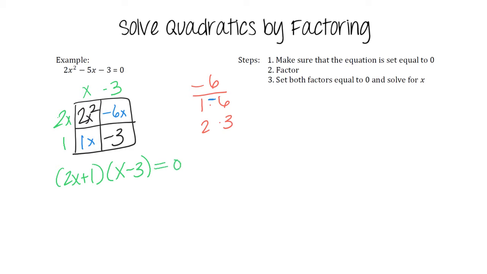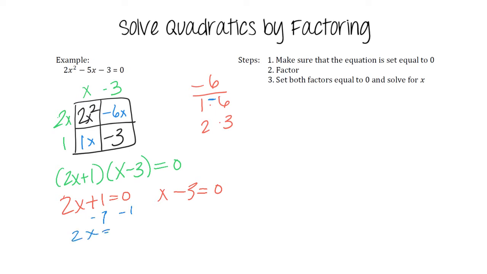Then the third step says, set each factor equal to 0 and solve for x. The reason for that is that to multiply two numbers together and get 0, one of them has to be 0. And in order to figure out what x value will make that set of parentheses 0, we set it equal to 0, and then we solve. So you want to set each set of parentheses equal to 0, and then solve for your x.